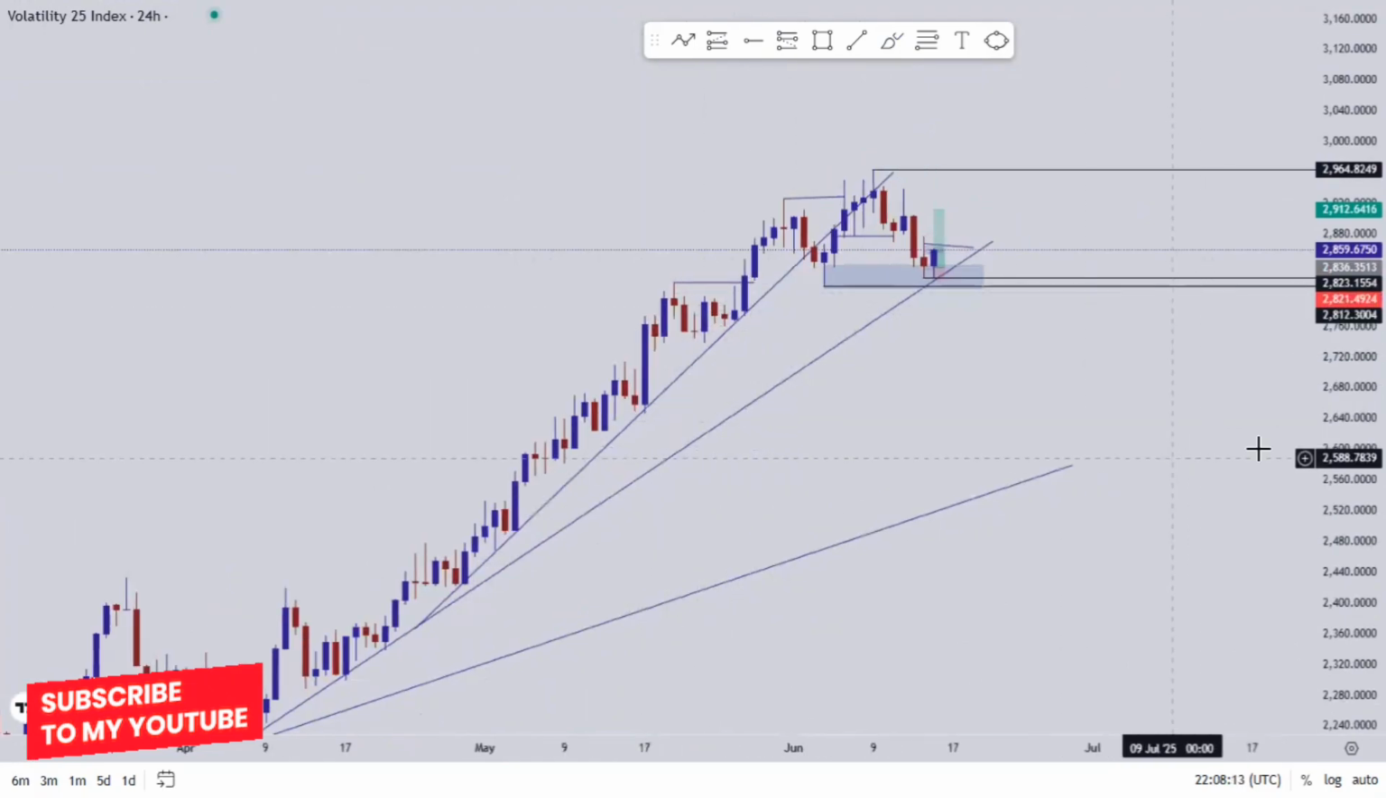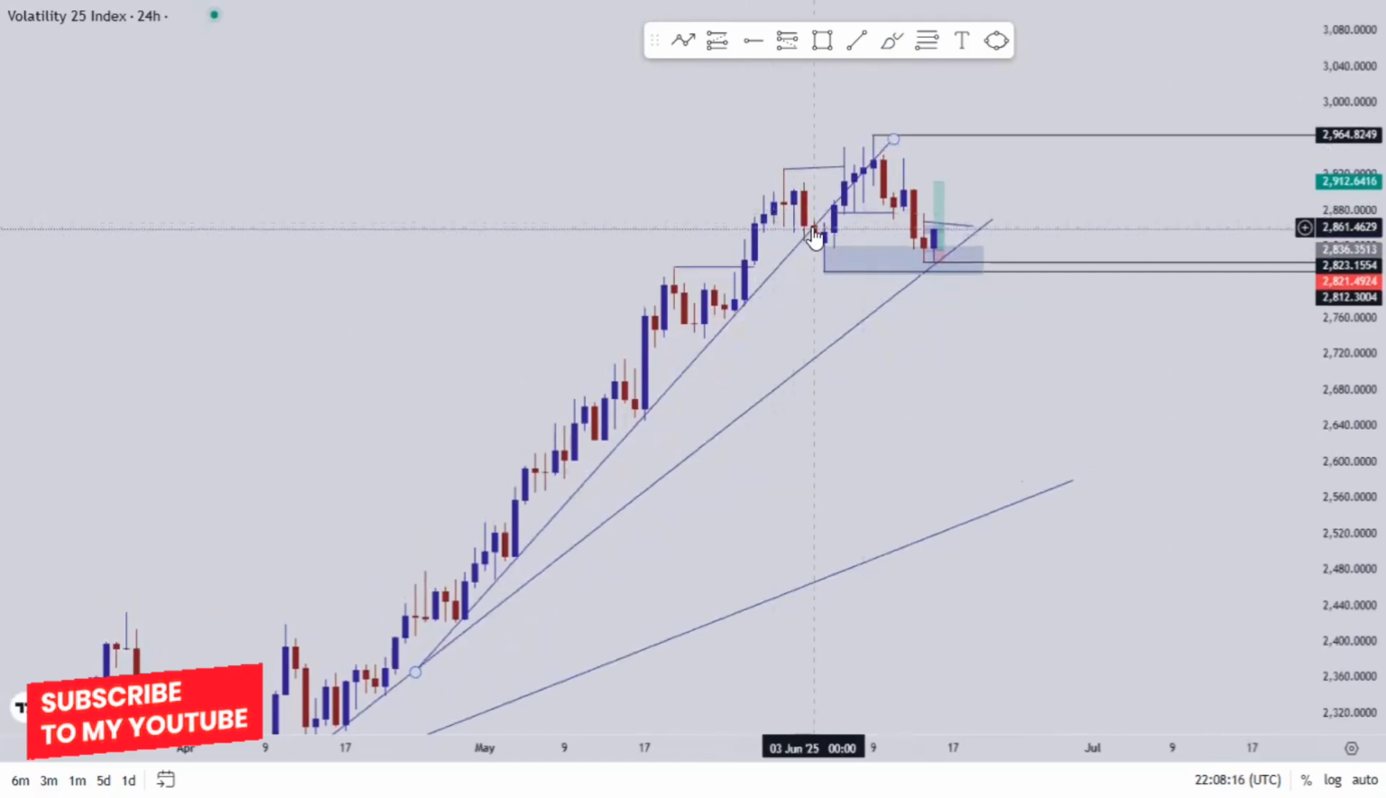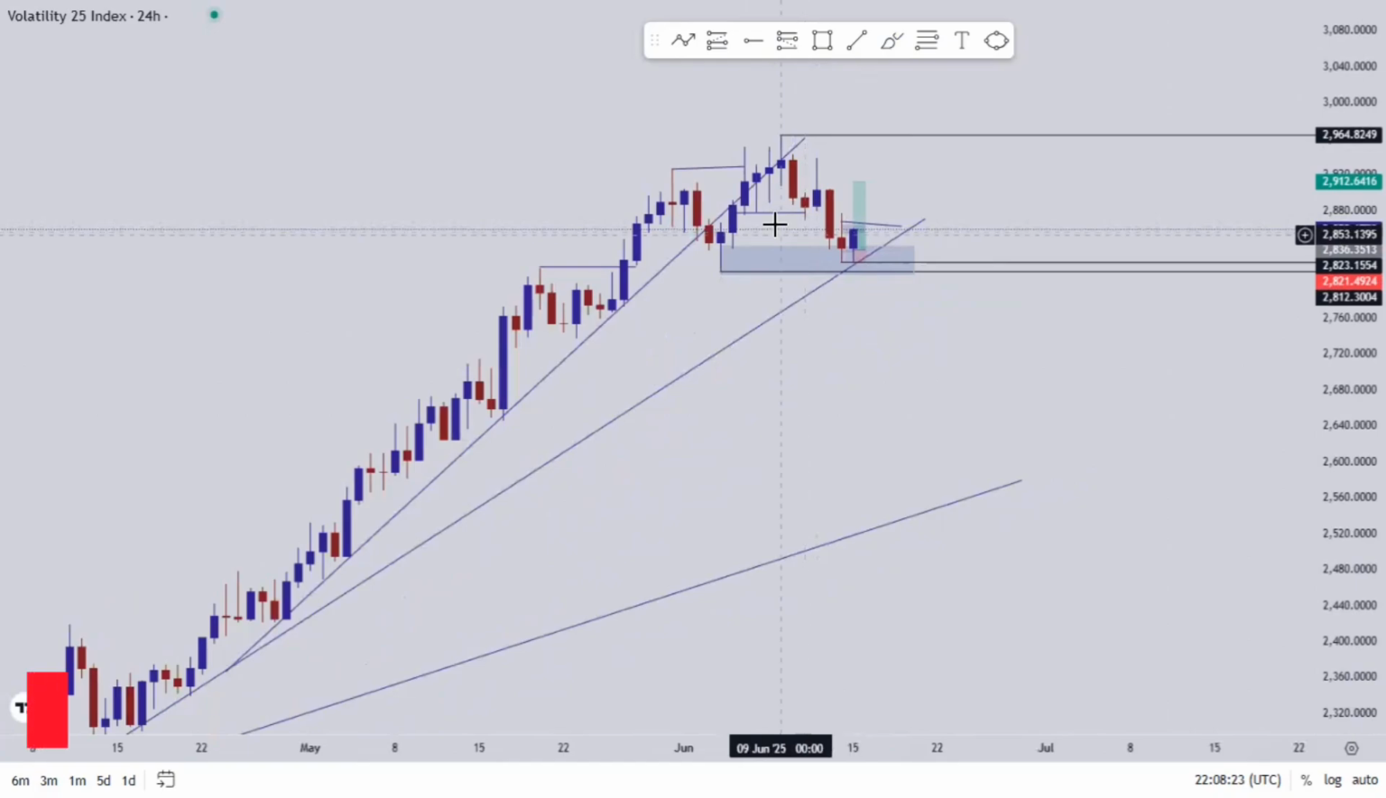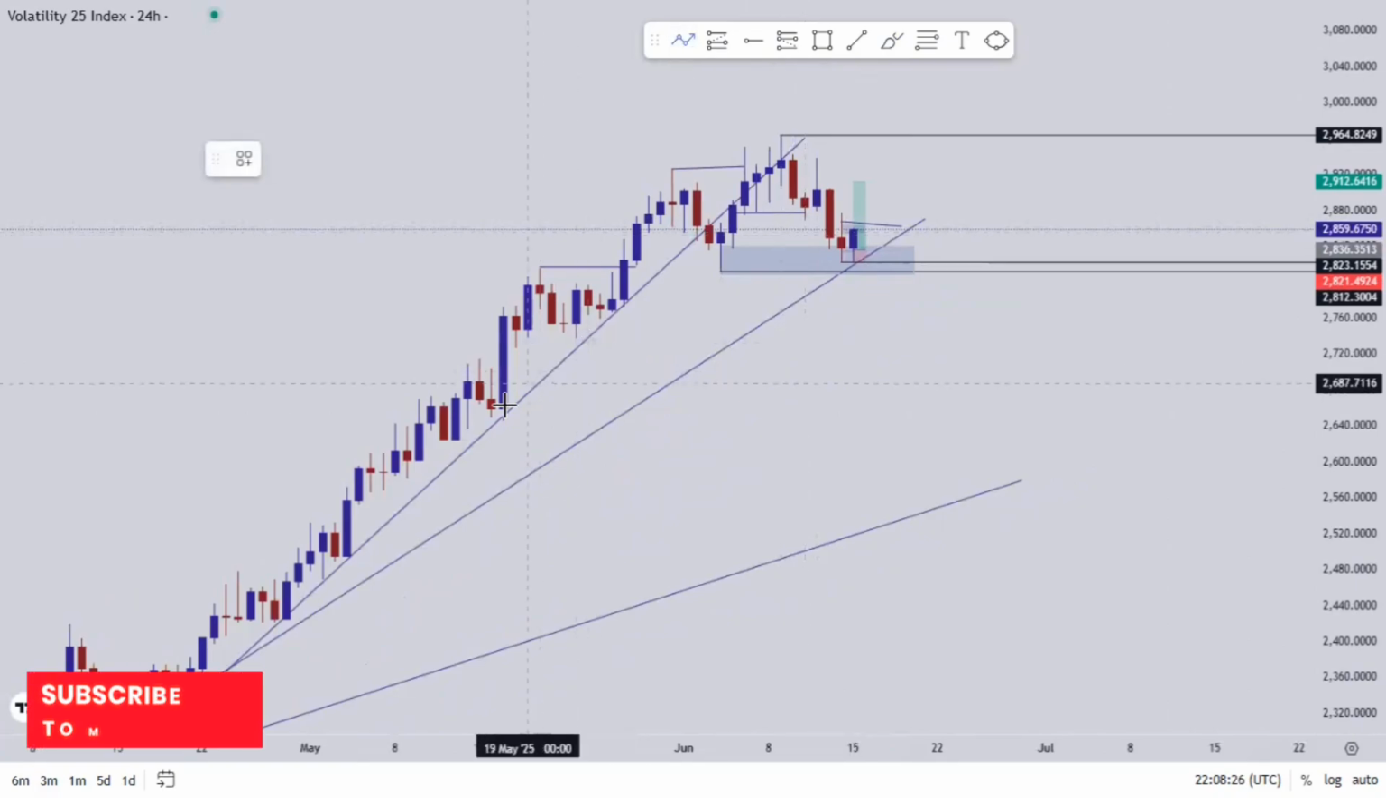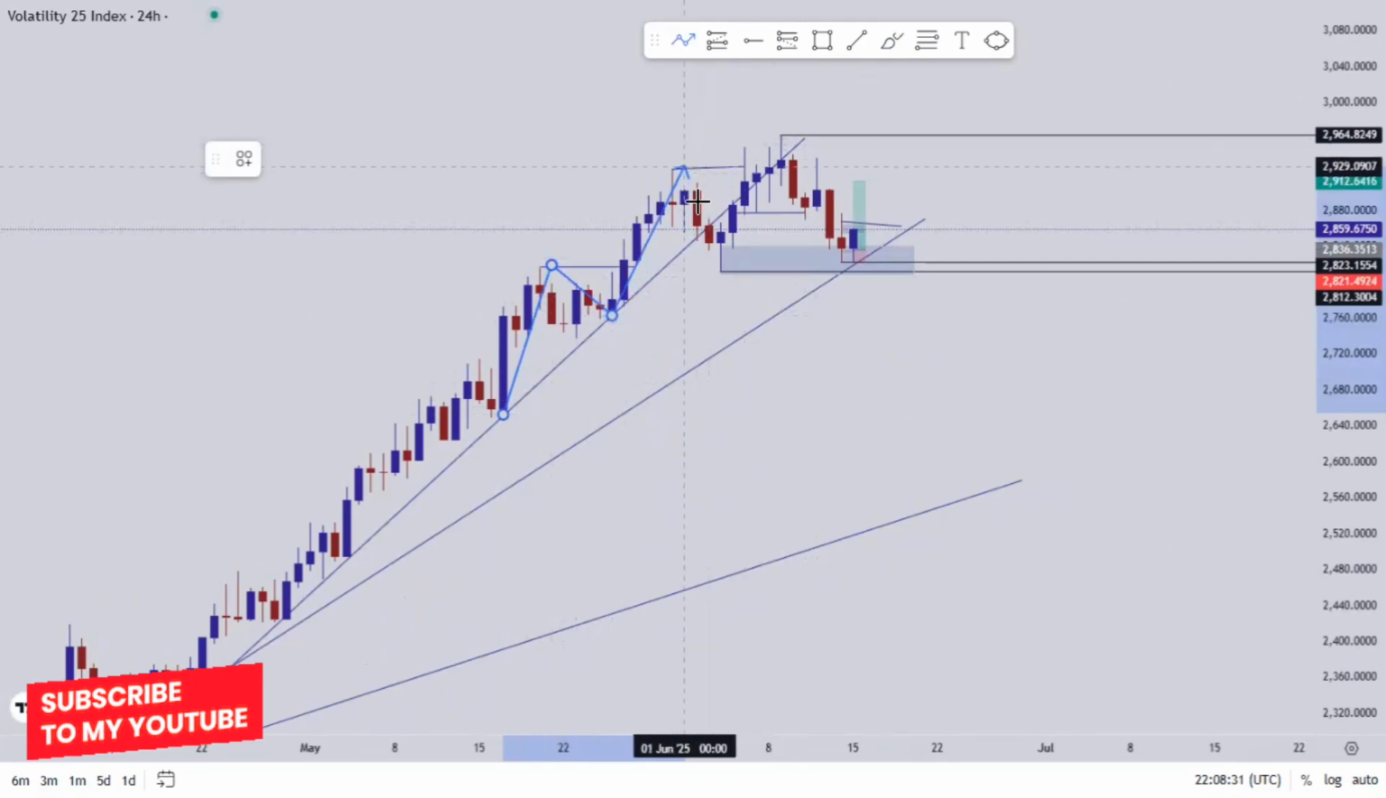Now the question is, at the break of this trend line exactly at this point, does that validate that I should start looking for shorts? No. Not at all, because if I take into account the structure of the market, it's simply higher high, higher low, higher high, higher low, higher high.